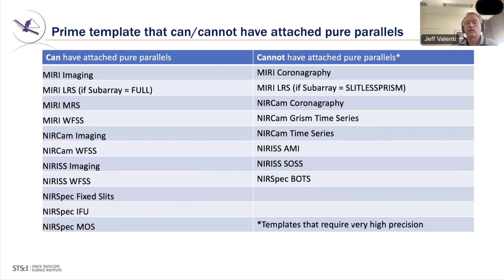And the sense of this is the ones on the right tend to be high precision observations, either coronagraphy or transiting exoplanet type observations, where people are going for super high precision, and we at this point at least don't want to risk any sort of impact on those observations by having a parallel observation. And in the left column, it's imaging, spectroscopy, multi-object spectroscopy, slit spectroscopy, and so forth, where the precision requirements are generally not so demanding. So by default, parallels can be attached.